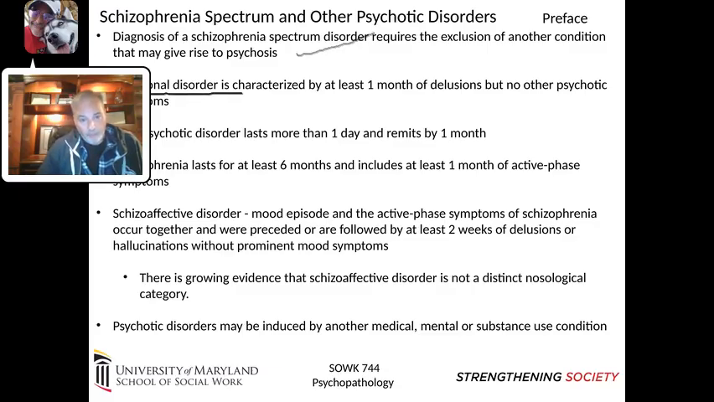Delusional disorder, which we won't get into deeply in this lecture just for time, is characterized by 1 month of delusions but no other psychotic symptoms, which is a good summary of delusional disorder. Brief psychotic disorder, by contrast, lasts more than a day but remits in a month even without treatment. And often brief psychotic disorder, like delirium, can have a non-behavioral health, non-mental illness cause, such as a serious infection.